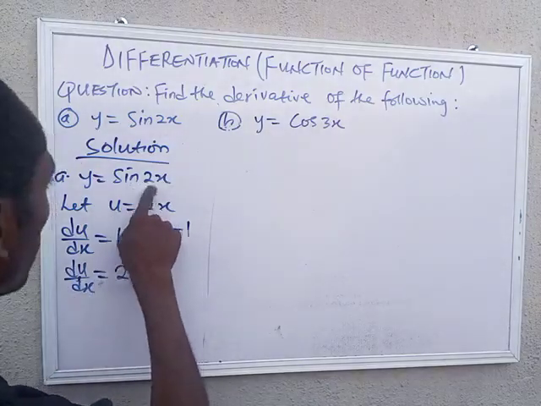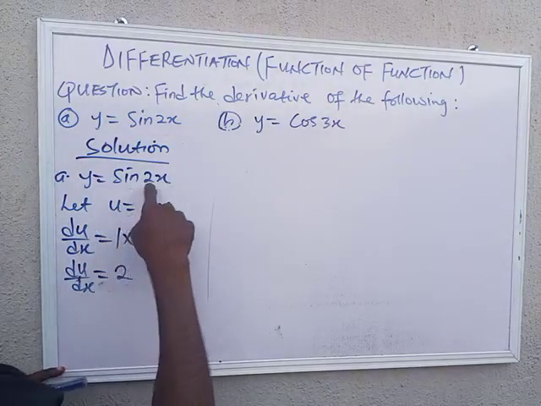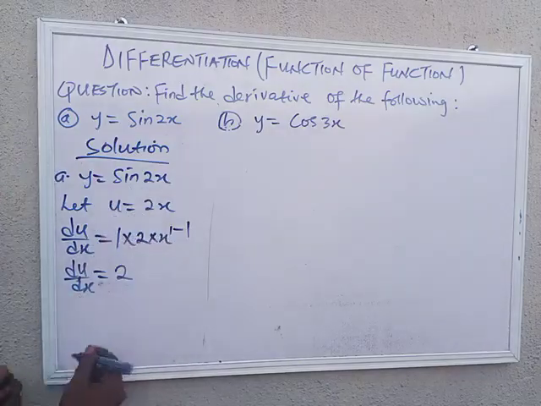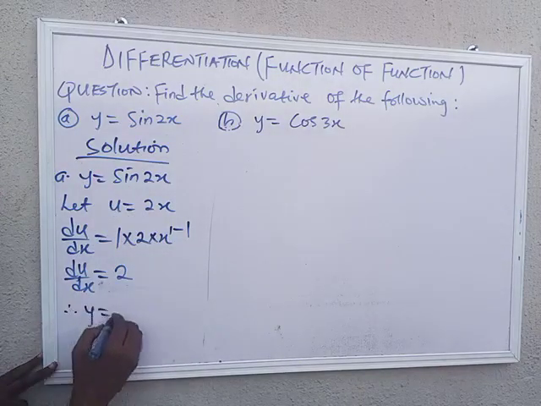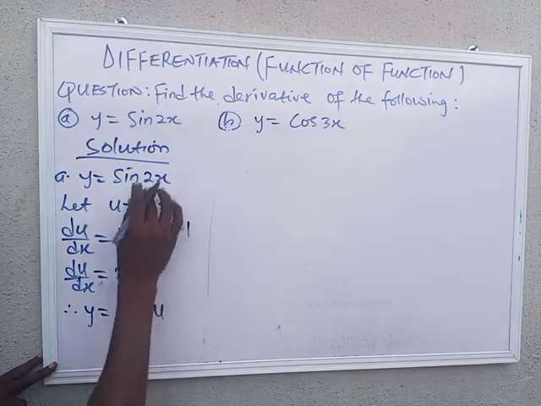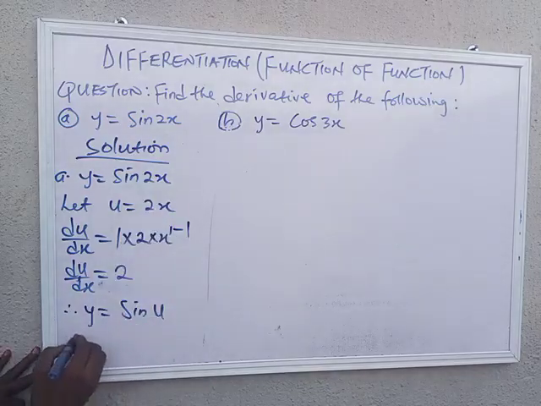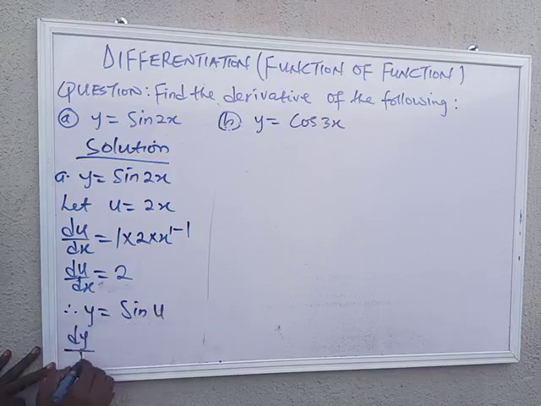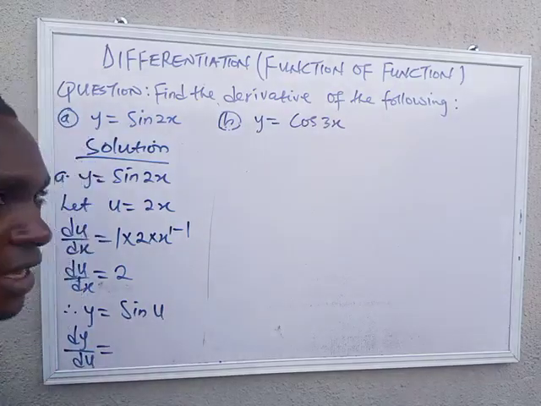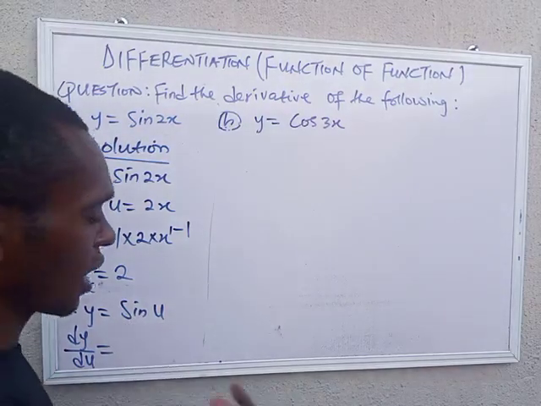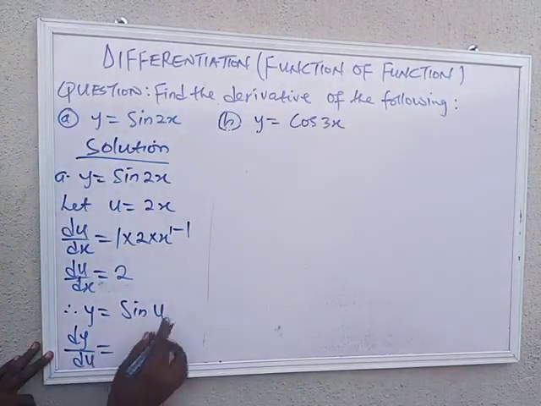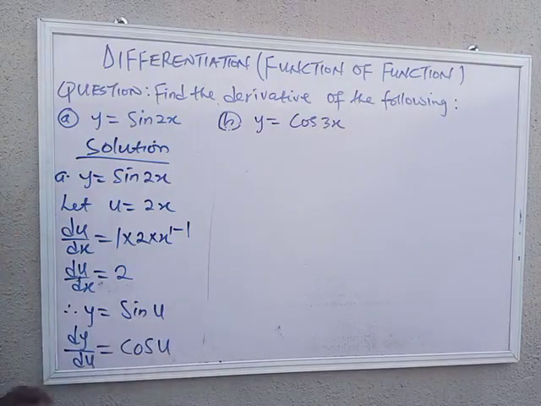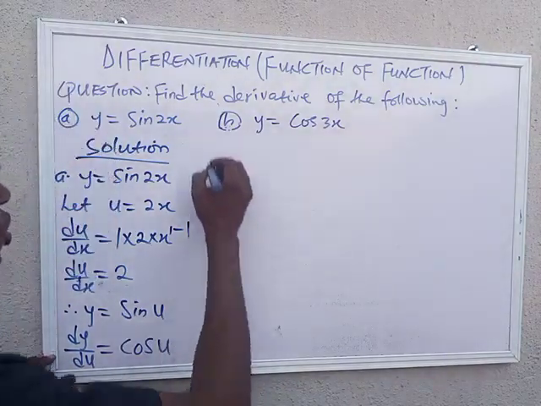So if we say let 2x be the same thing as u, we can also say that therefore y is the same thing as sine u. So we no longer have 2x. Now we're going to differentiate to get dy du. dy du is the differentiation of sine. Differentiation of sine is cos. So sine u becomes cos u. So this is what we have.